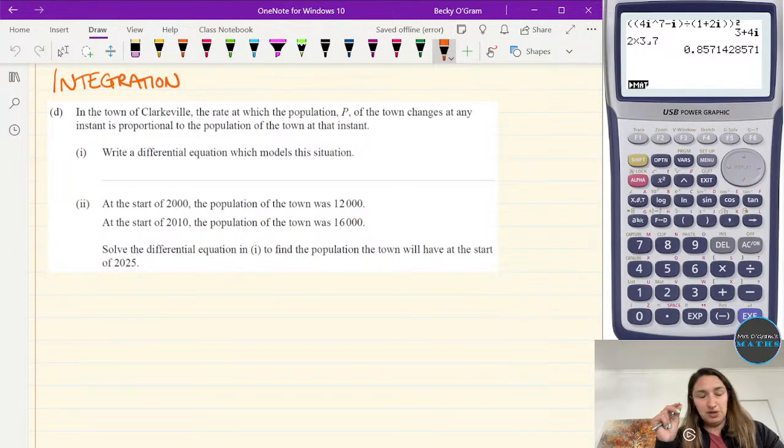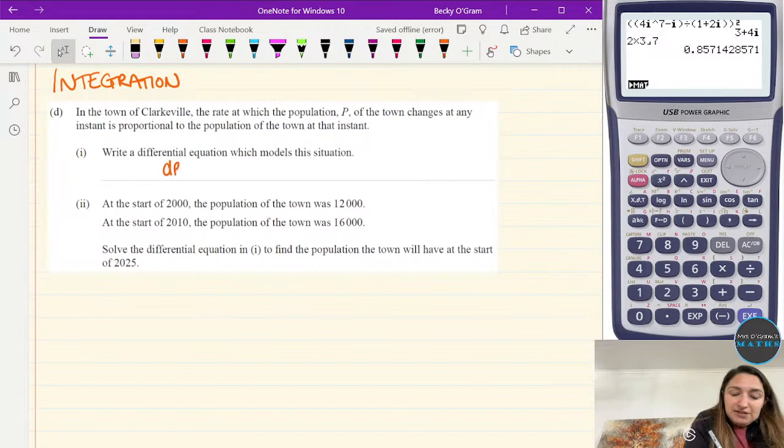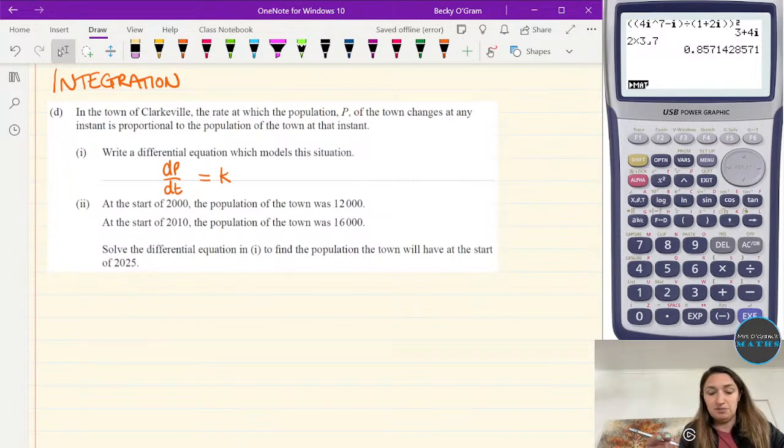It will save you a little bit of time and thought in the exam. Okay, so the proportional equation that we've got here is that the population is changing at a rate that is proportional to the population of the town. So the rate at which that population is changing over time is equal to k, because that's how we always do proportionality. It equals a constant times the thing it's proportional to. So that'll be equal to k times p, because it's proportional to the population.